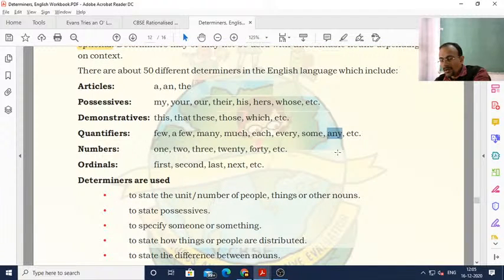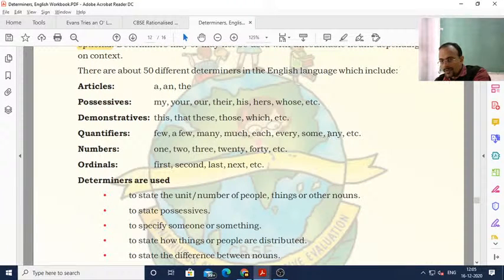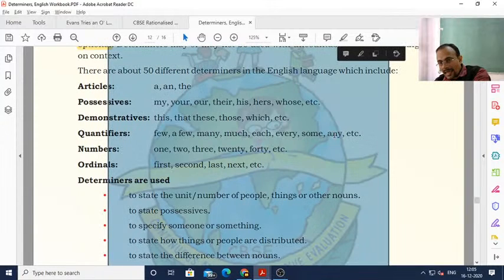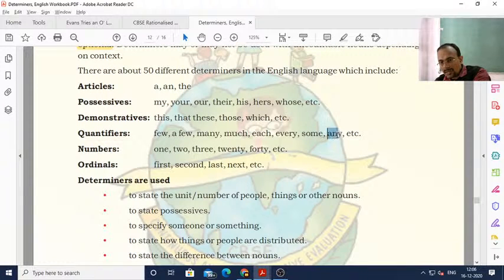Any can be used with a countable noun as well as with an uncountable noun. For example, he doesn't have any courage. Do you have any book with you? Or do you have any storybook with you? So any can be used with countable nouns as well as with uncountable nouns. Some can also be used with countable and uncountable nouns. These two only, some and any, in this example.